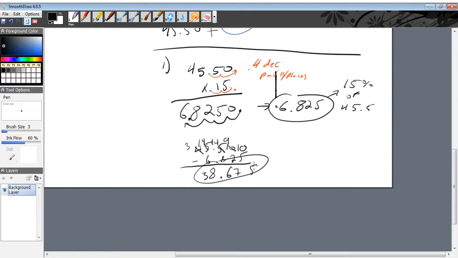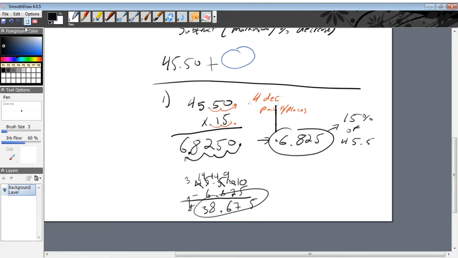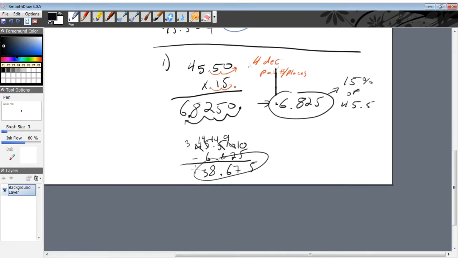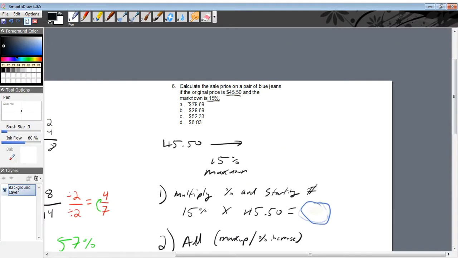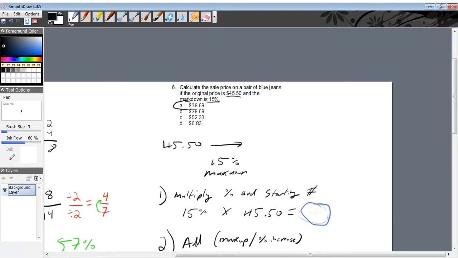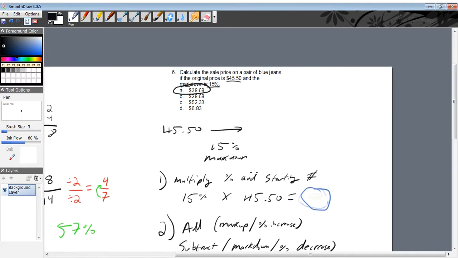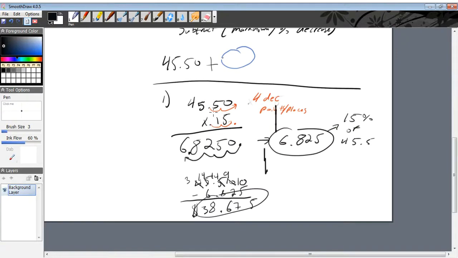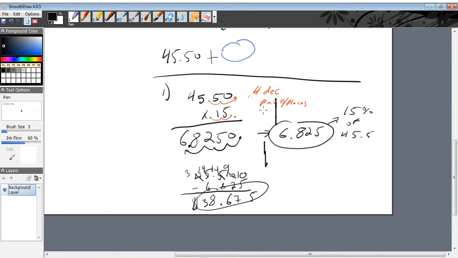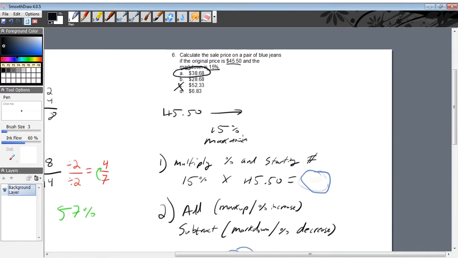So we should have $38.67 or 68 cents probably. And this is exactly what we have right here, $38.68. Okay, we know right off the bat that it's not going to be C actually because marked down, it has to be less than this. And this actually, if you thought it was D, you just figured out the percentage, but you forgot to subtract it from the starting number.